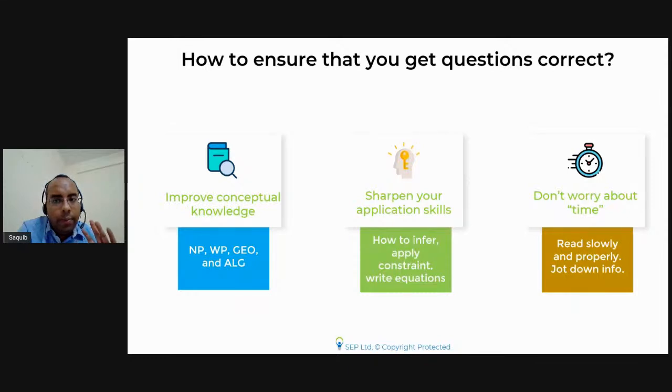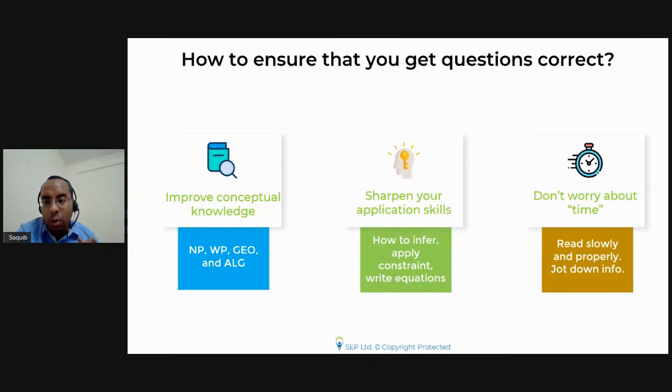Okay, so according to me, these things are really important. And if you're able to fix these three things, not worrying about time so that you are not under mental pressure of doing well, that's number one. Having the right conceptual knowledge in place so that you're able to solve questions easily, understand what formulas to apply, and then sharpening your application skills.